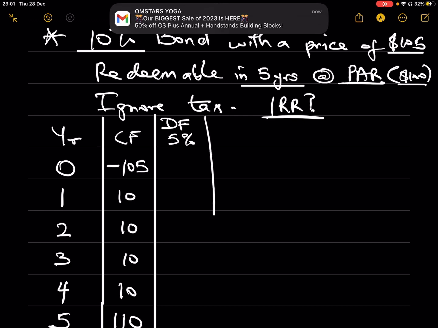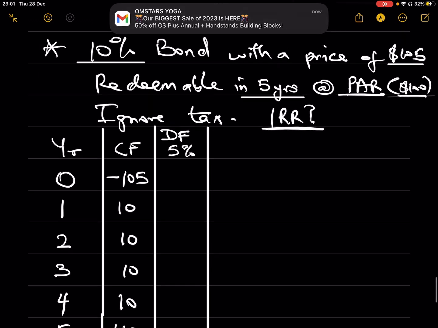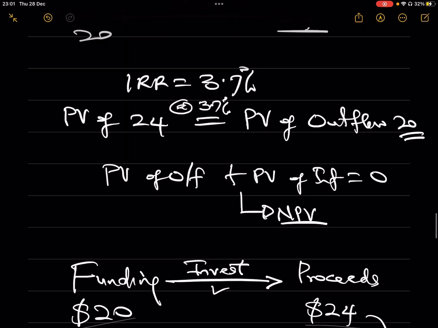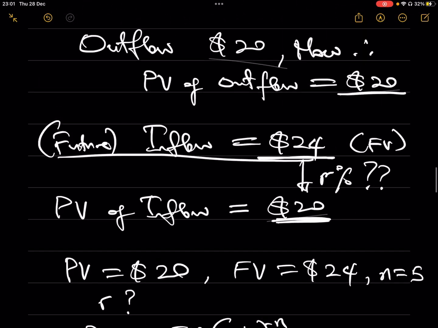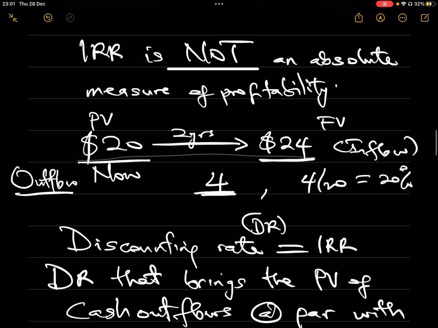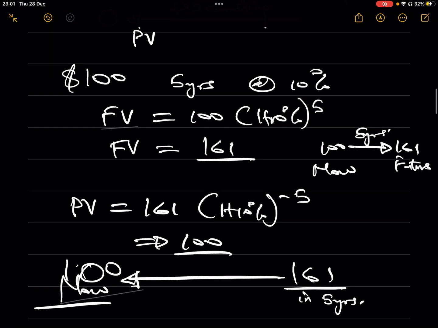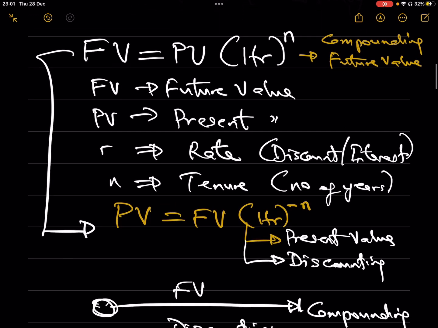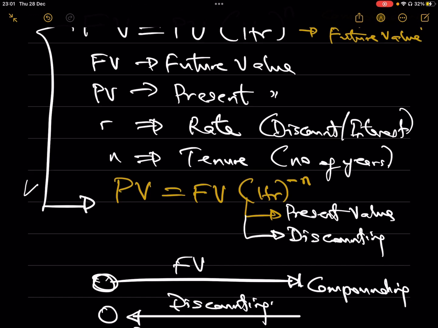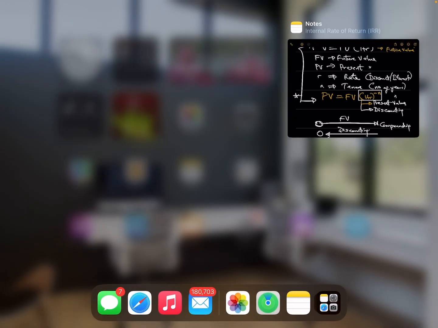And don't get rattled by discount factor. Discount factor is just this part of this formula. If you look at the PV formula and the discounting formula that I give you, this part is what is called the discounting factor: 1 plus r raised to the power minus n. So you don't have to do all the calculation. There's a present value table where you can check all of that.